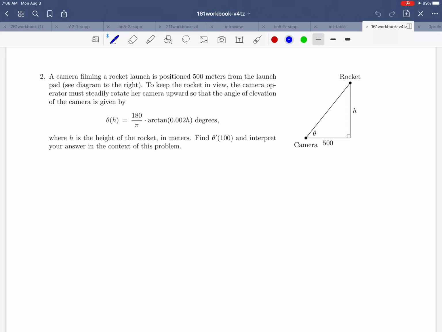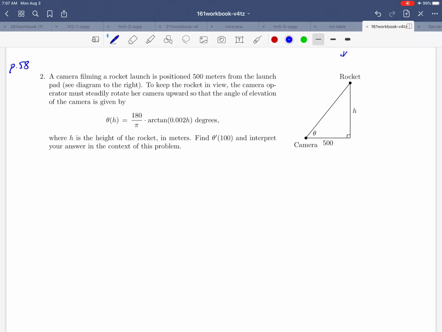Hi everyone, and welcome to exercise 2 on page 58 of the workbook. Let's take a minute just to read this question together. A camera filming a rocket launch is positioned 500 meters from the launch pad. We can look at the diagram and see the situation over here.